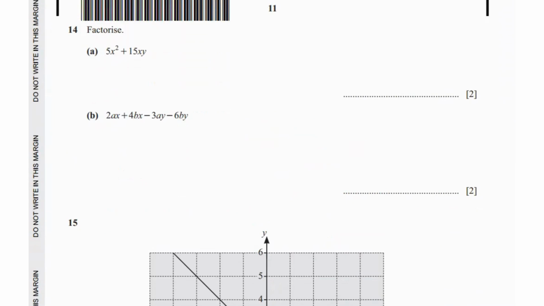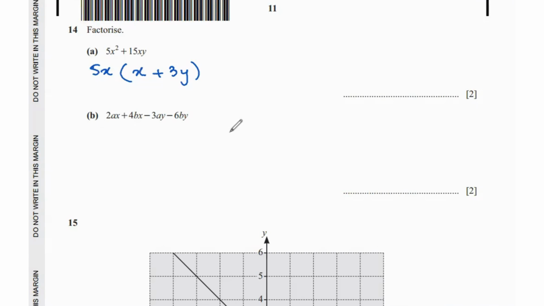Then algebra again, we have to factorize 5x squared plus 15xy. So you can take 5x common because that is the greatest common factor between the terms. So x plus 3y remains in the bracket. We cannot further factorize this.